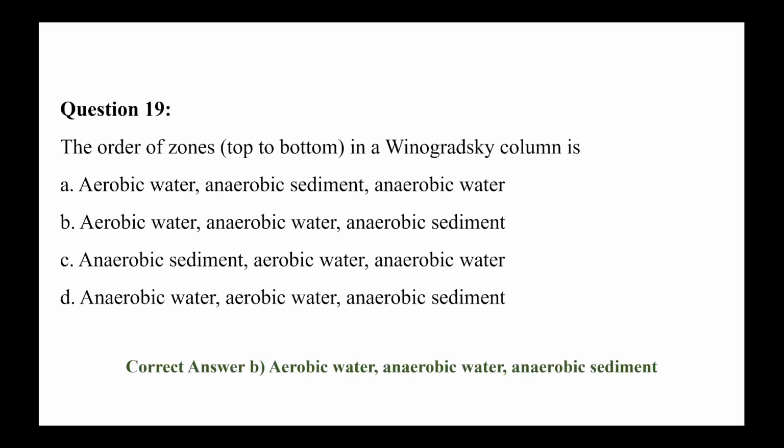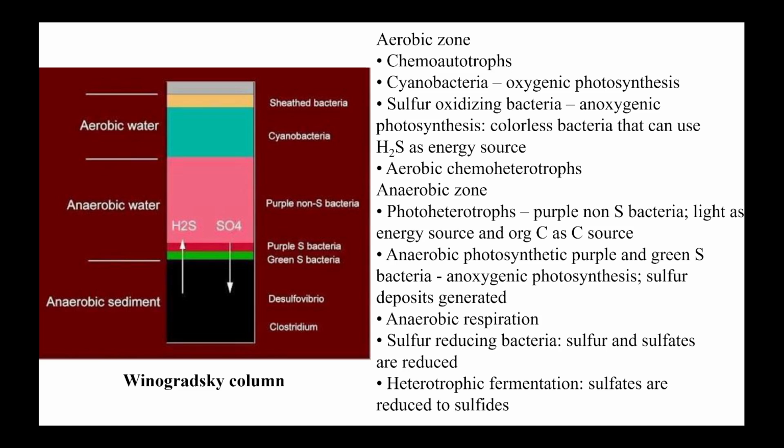Okay. So the correct answer is option B. Aerobic water would be at the topmost layer, then anaerobic water, and then anaerobic sediment. So this is how a Winogradsky column looks like. So I told you it is an experimental setup to mimic the pond ecosystem.